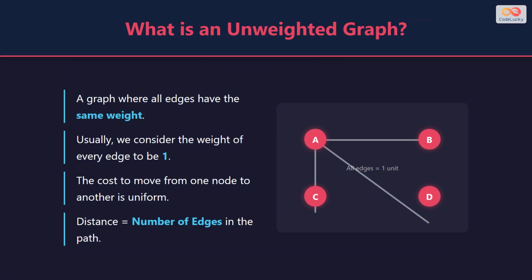First, let's define what we mean by an unweighted graph. In such a graph, every edge connecting two nodes has the same weight or cost. Typically, we treat this cost as 1. This means the distance between any two connected nodes is simply one step. Therefore, the total distance of a path is just the number of edges you traverse.